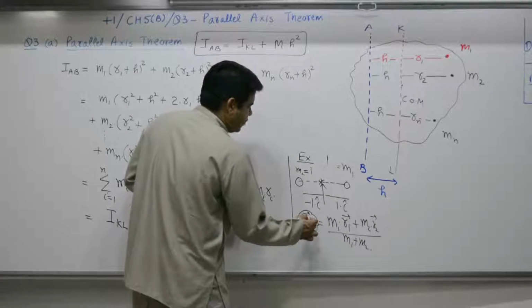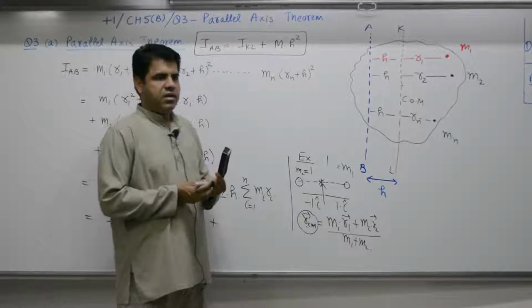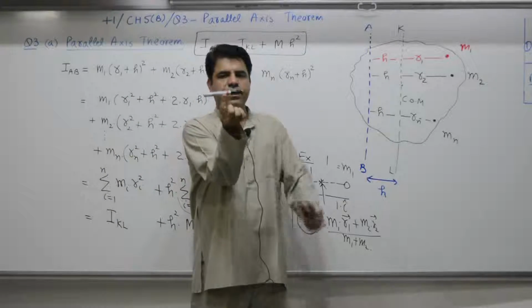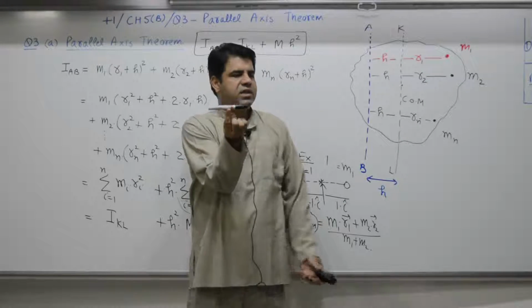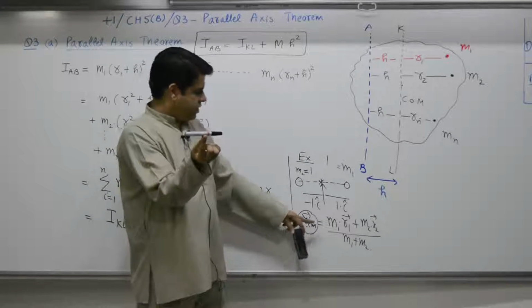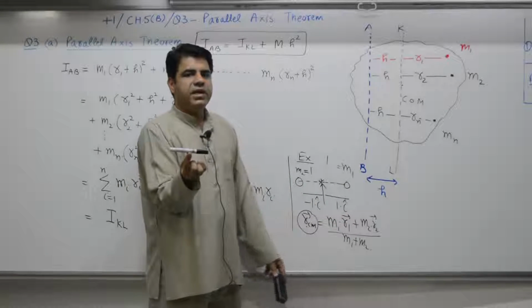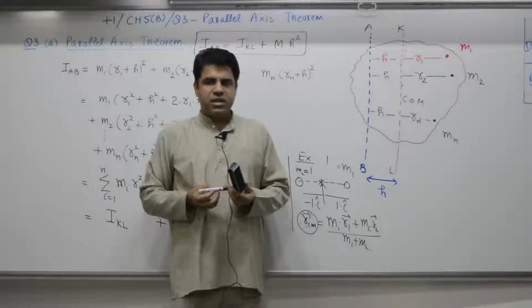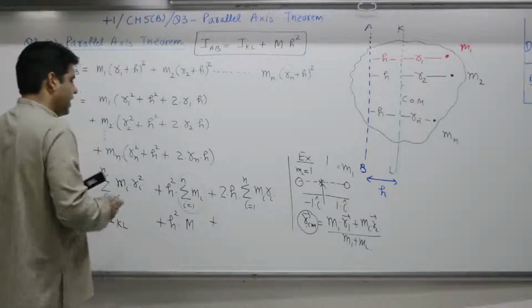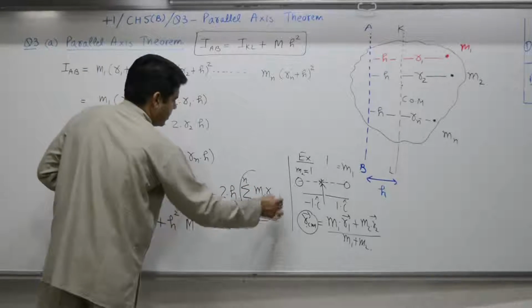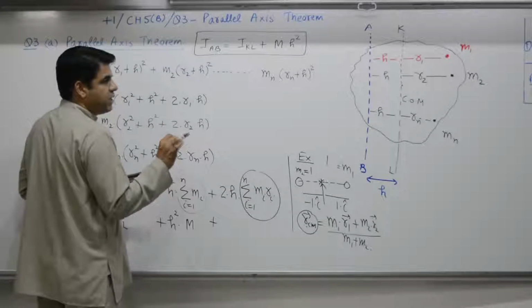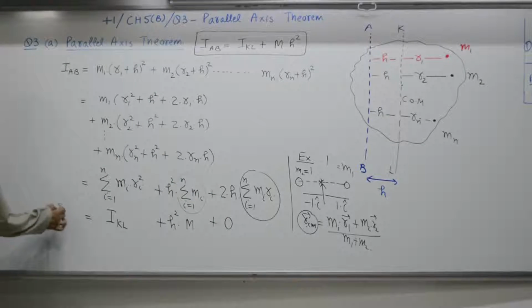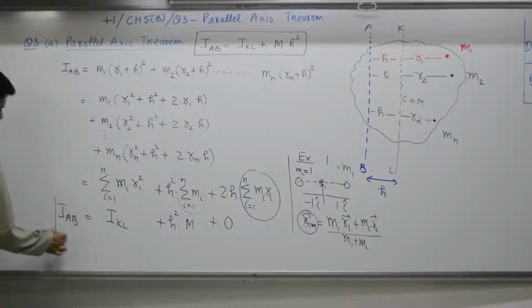If you take the center of mass as origin, if you make all measurements from the center of mass, then r center of mass is 0. It means m1 r1 plus m2 r2 will be 0. If there are 3 particles, m1 r1 plus m2 r2 plus m3 r3 will be equal to 0. If there are n particles, even then, if you take the center of mass as a reference, this comes out to be 0. So the moment of inertia about AB is equal to what?